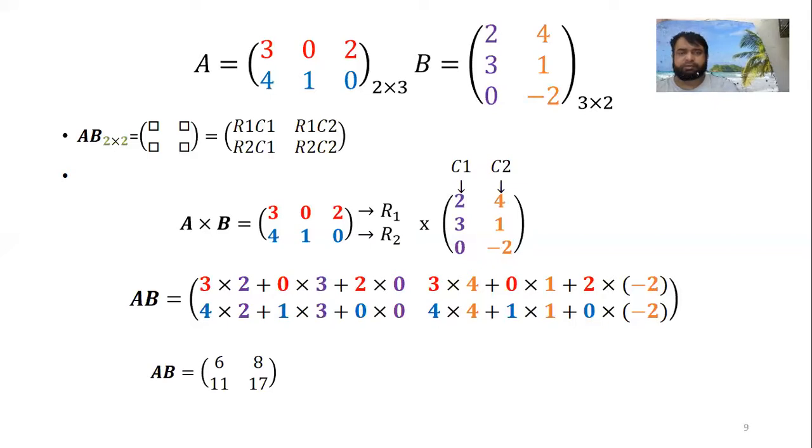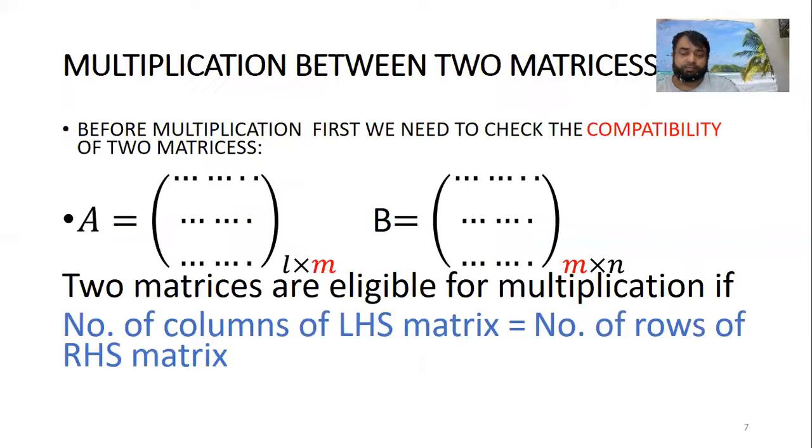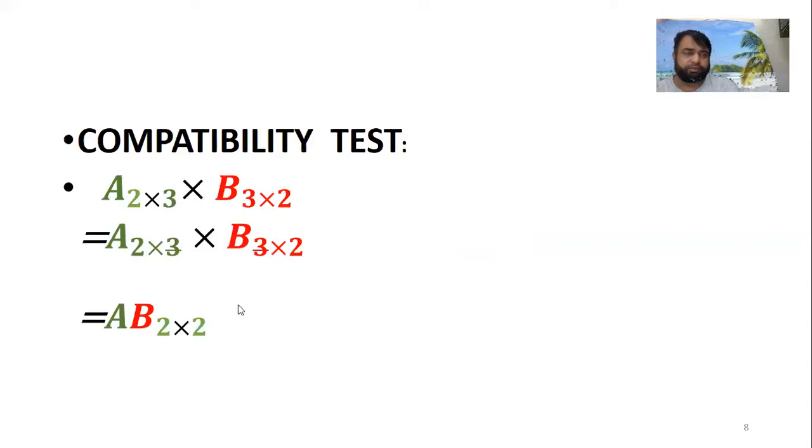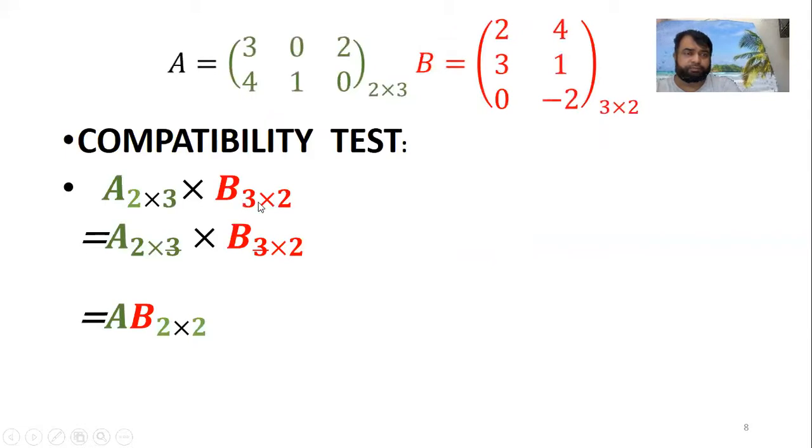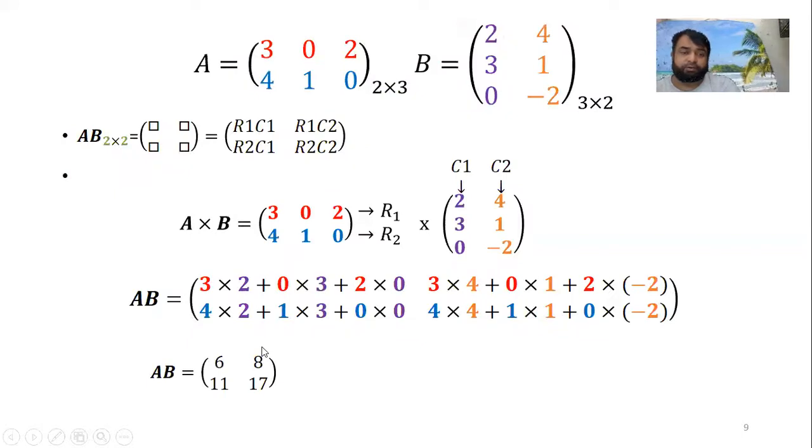So this is how you can calculate the product of two matrices. That means first you have to check the compatibility. The column number of the first matrix has to be equal to the row number of the second matrix, and if they are equal, then these two dimensions will be cancelled out. Then the remaining dimensions will give you the order. Here in our example, 2 by 3 and 3 by 2, the 3s are gone, they are the same, and 2 by 2 is the order of the matrix.